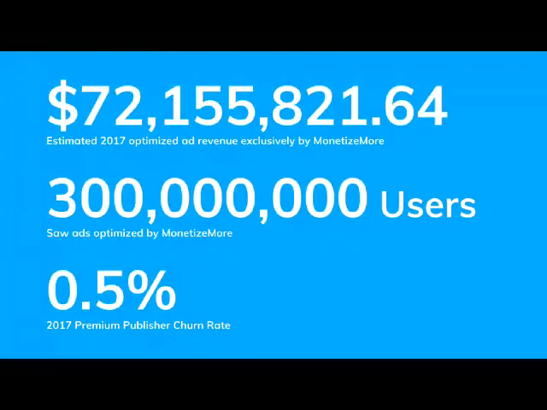Overall, MonetizeMore is estimated to manage over $72 million in ad revenues exclusively by the MonetizeMore technology and ad optimization teams. Over 300 million users have seen the optimized ads by MonetizeMore. And our premium publishers love our offering so much, our 2017 churn rate is a very low 0.5%.